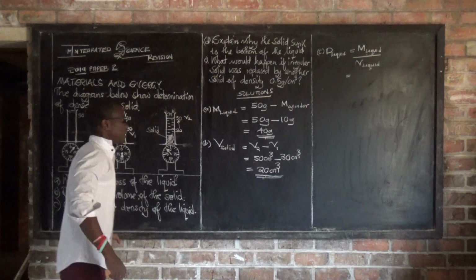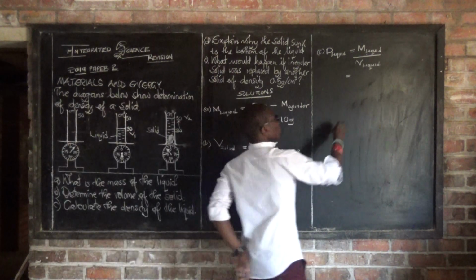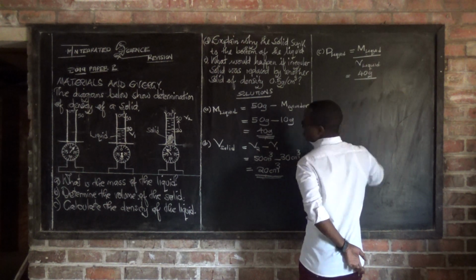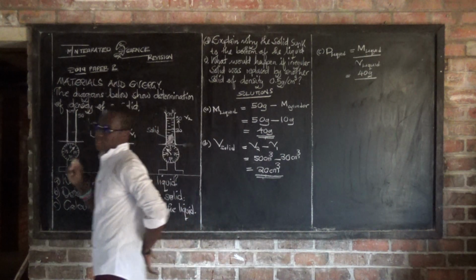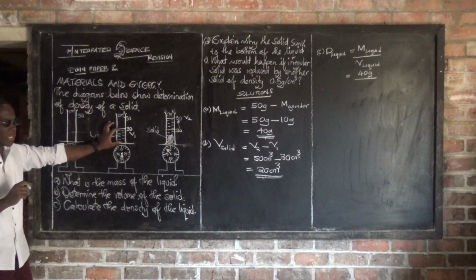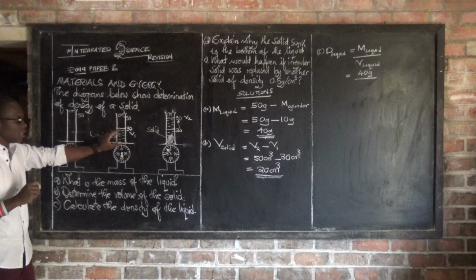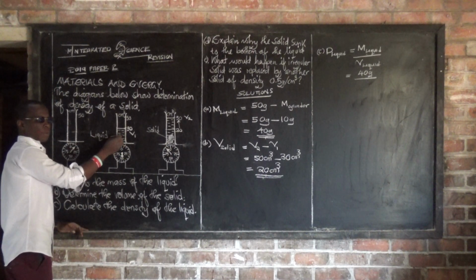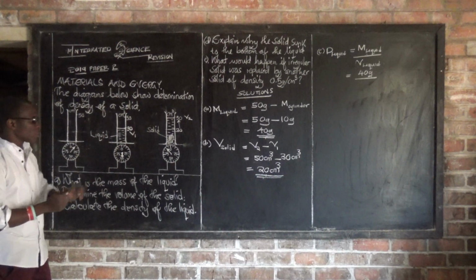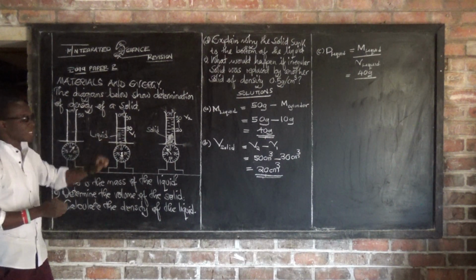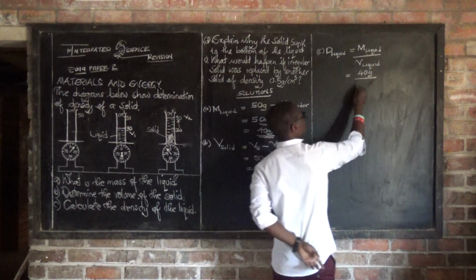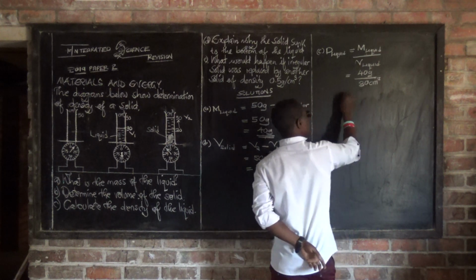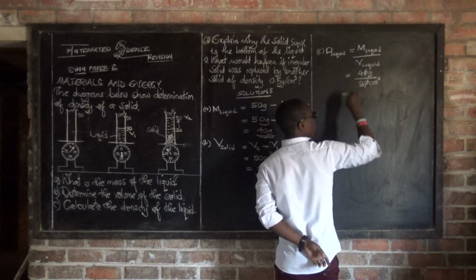So you can move on and say it's equal to the mass of the liquid. The mass of the liquid is 40, so we have 40 grams. Then what is the volume of the liquid? Just get where the liquid was in. This is the level of the liquid. So the volume of the liquid is 30 cubic centimeters.